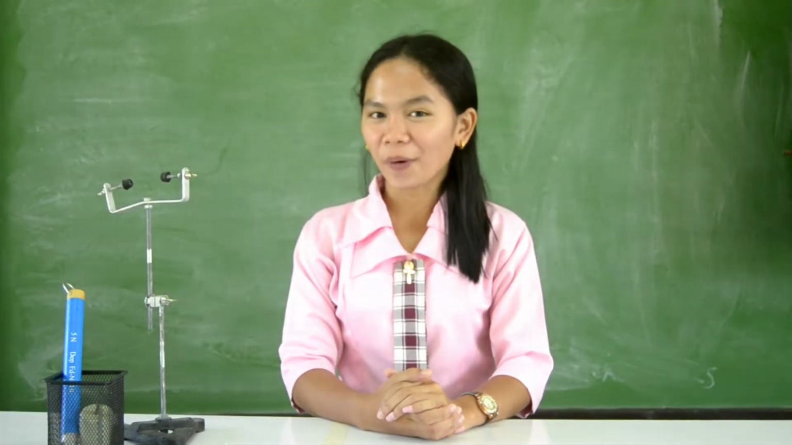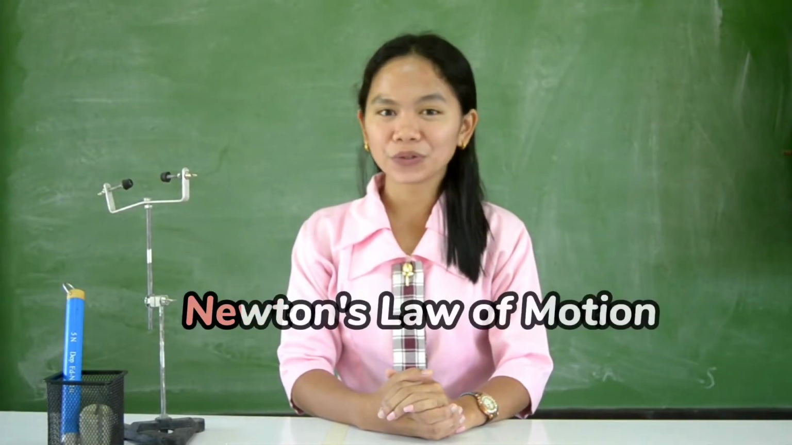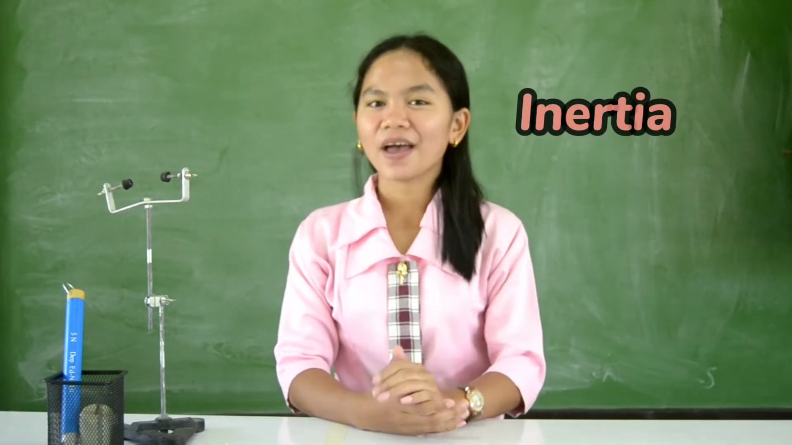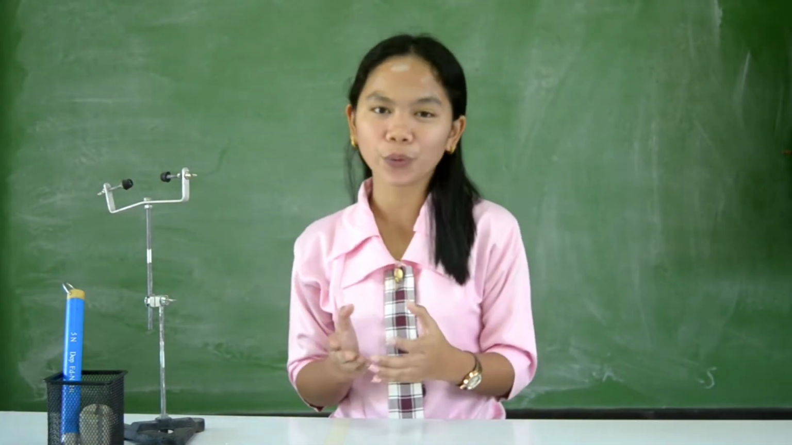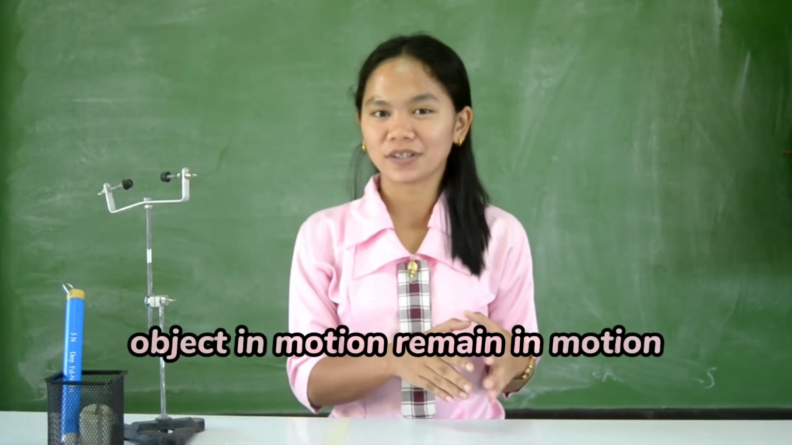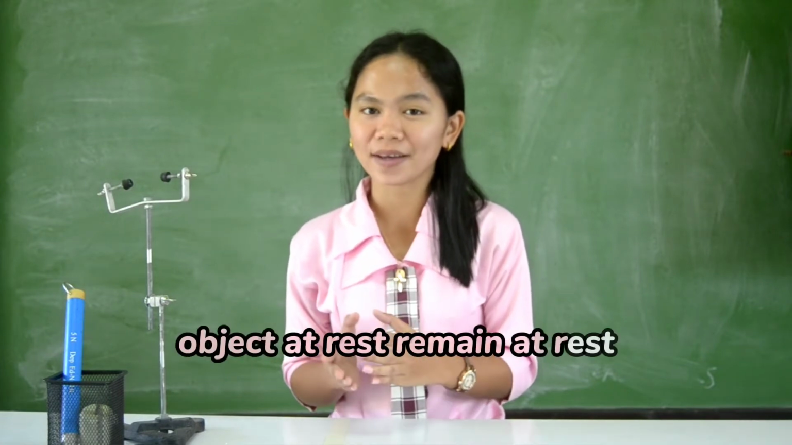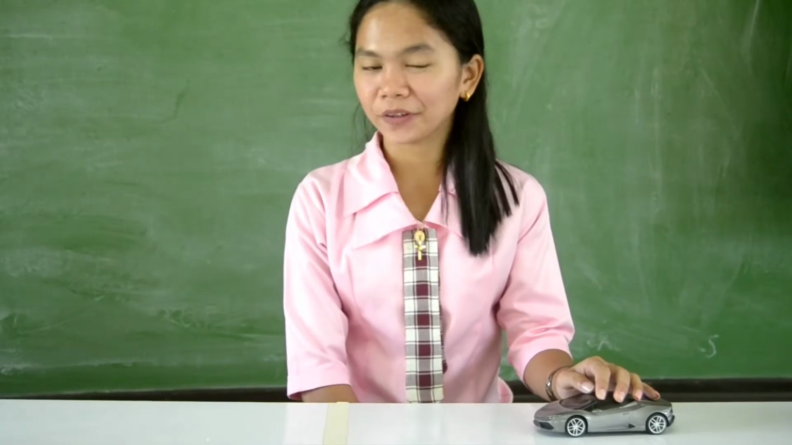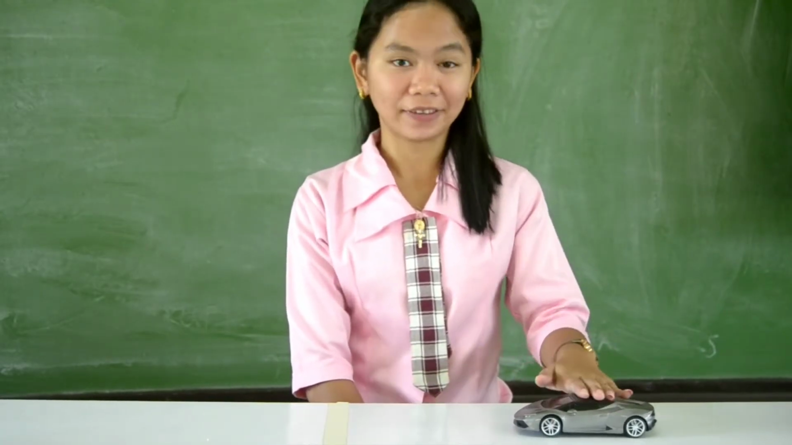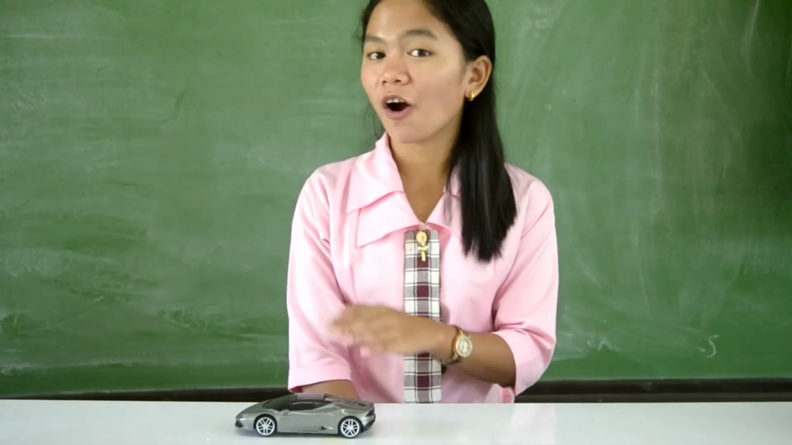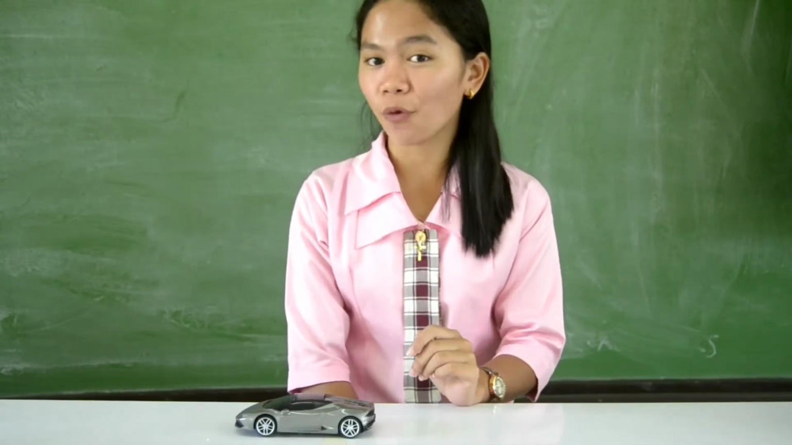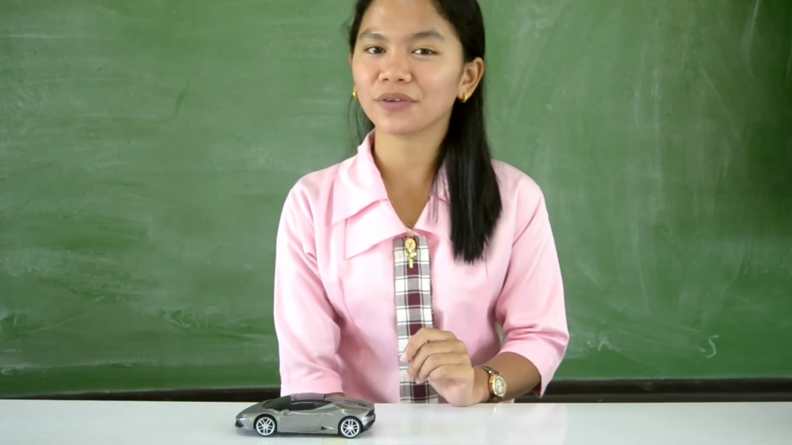In this video, I'm going to discuss Newton's laws of motion. Newton's first law is all about inertia, which is basically an object's tendency to keep doing what it is doing. It also states that an object in motion will remain in motion and an object at rest will remain at rest unless acted upon by a force. For example, you have a toy car and you place it on the table. The car stopped due to the unbalanced force, which is known as frictional force.